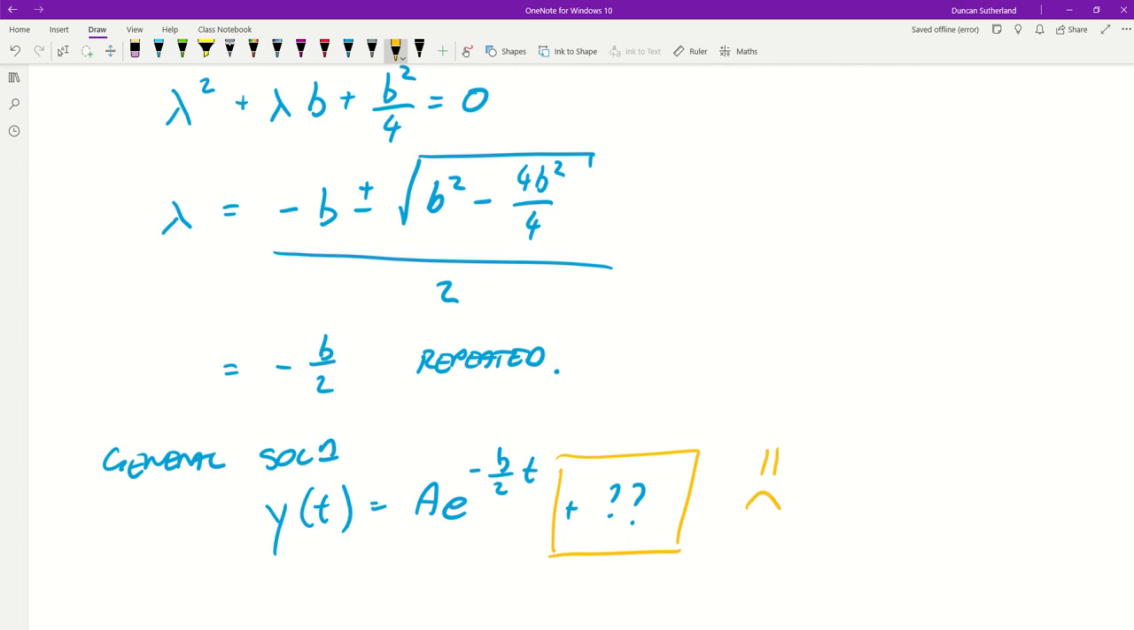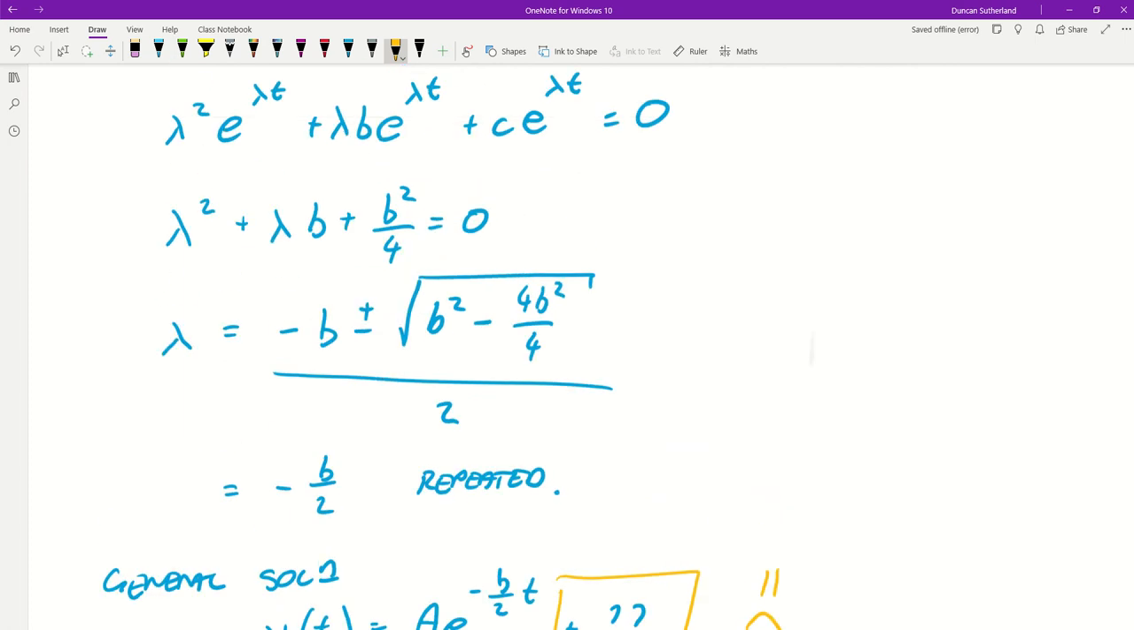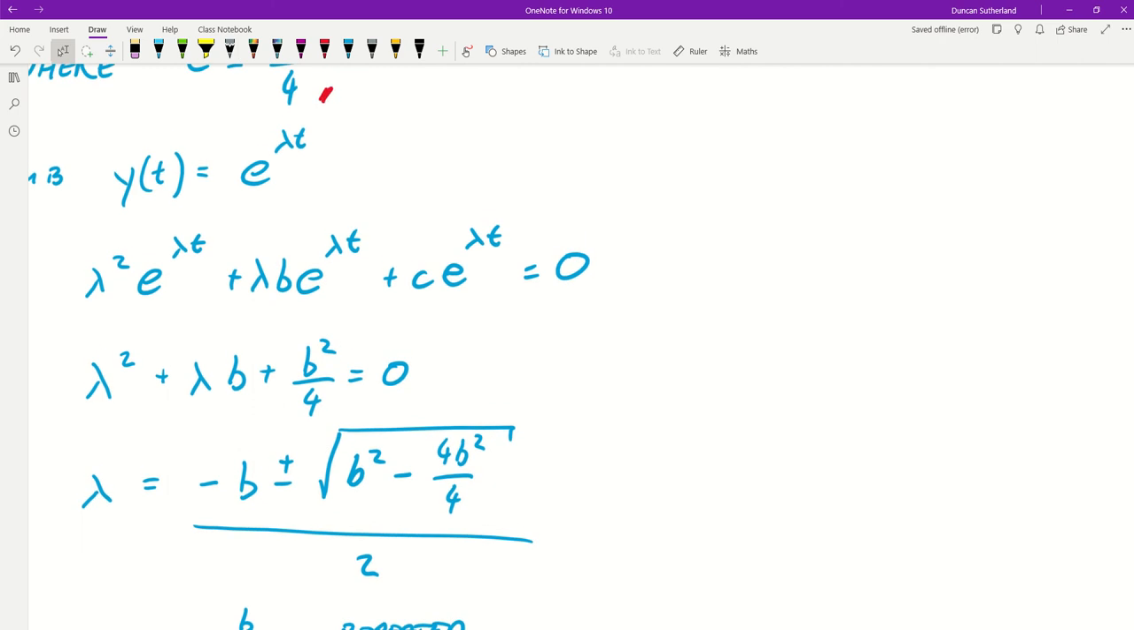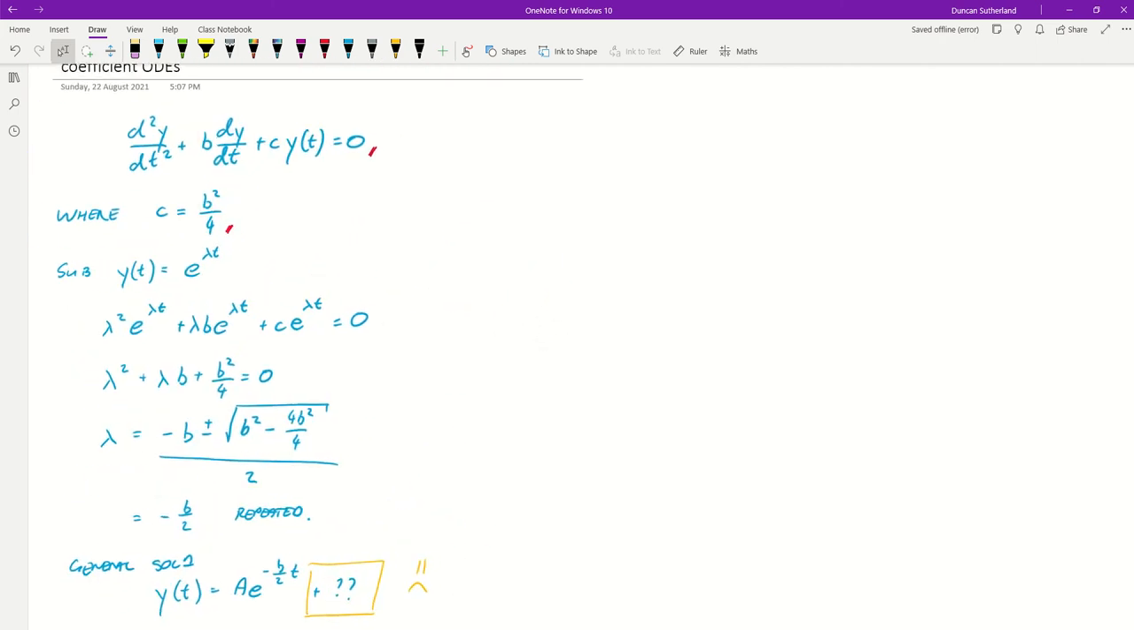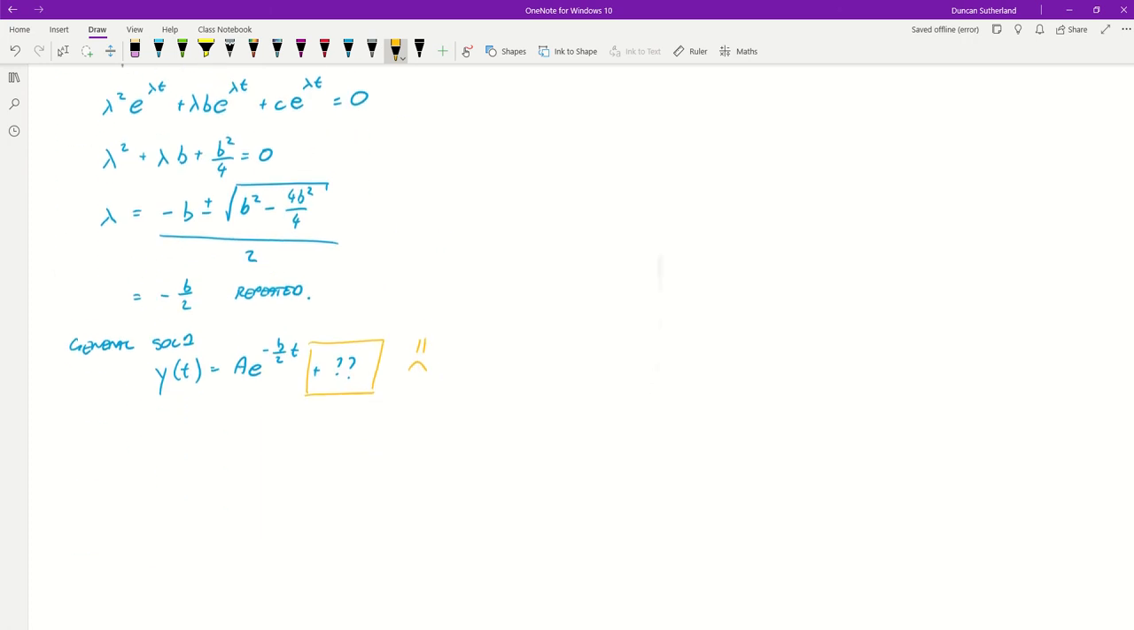We need 2 solutions because we've integrated this ODE twice, right? Or we expected to integrate this ODE twice because it's a second order ODE. So a general solution must contain 2 constants of integration, and so it must sort of contain 2 parts.